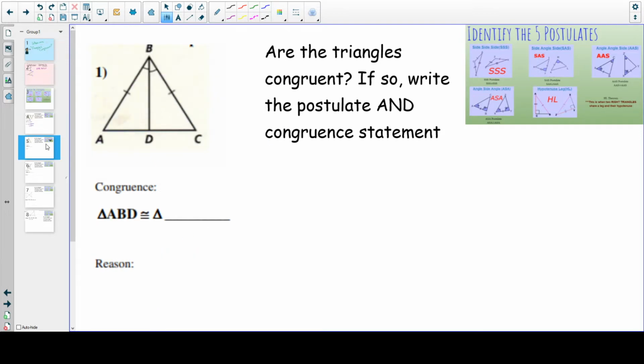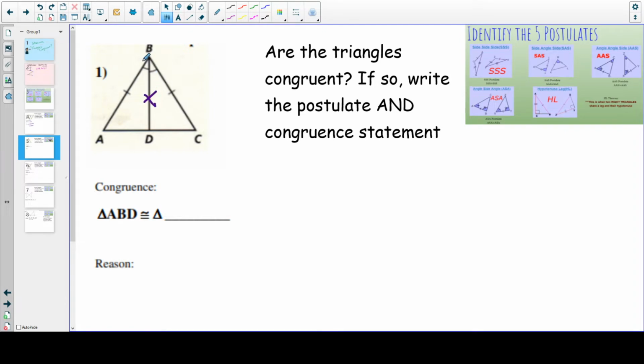Let's do another example. Are the triangles congruent? If so, write the postulate and congruent statement. Check this out. I see a side, I see an angle in both, but that's it. But you have to remember, when you're looking at pictures, especially in geometry, you should always look out for vertical angles, linear pairs, and reflexive property. And in fact, I see the reflexive property here.